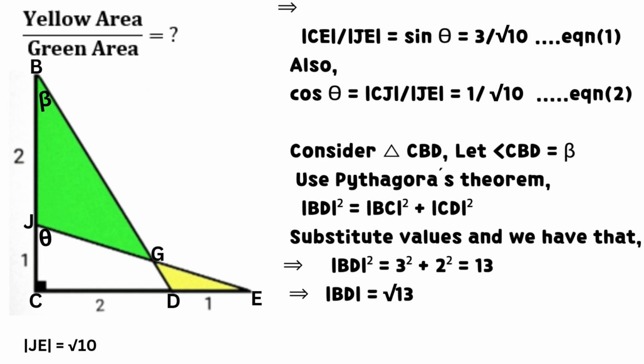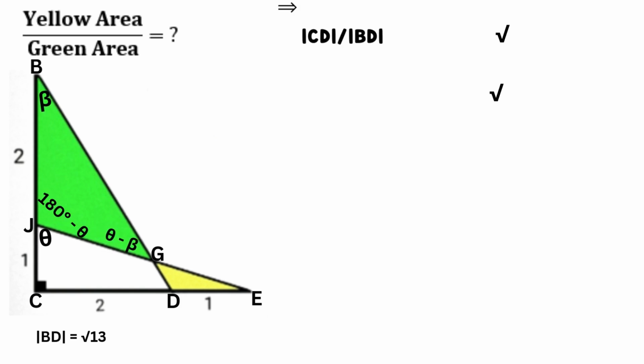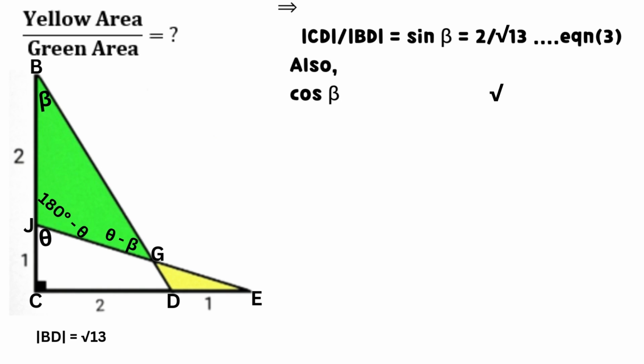Consider triangle CBD. Let angle CBD equal beta. Use Pythagoras' theorem. The square of line BD equals the value shown on the screen. Substitute values and we have that the square of BD equals 13. Take the square root of the equation so that line BD equals the square root of 13.